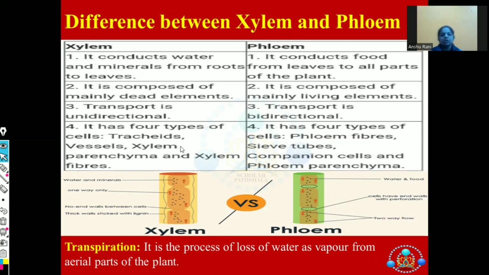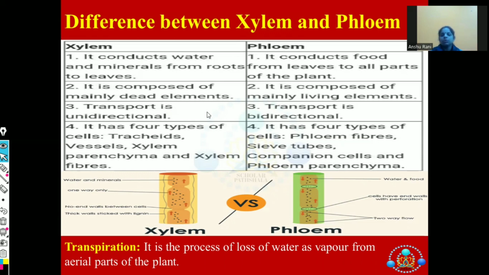It is bidirectional. Xylem has 4 types of cells in it: tracheids, vessels, xylem parenchyma and xylem fiber. And phloem has phloem fiber, sieve tube, companion cells and phloem parenchyma.